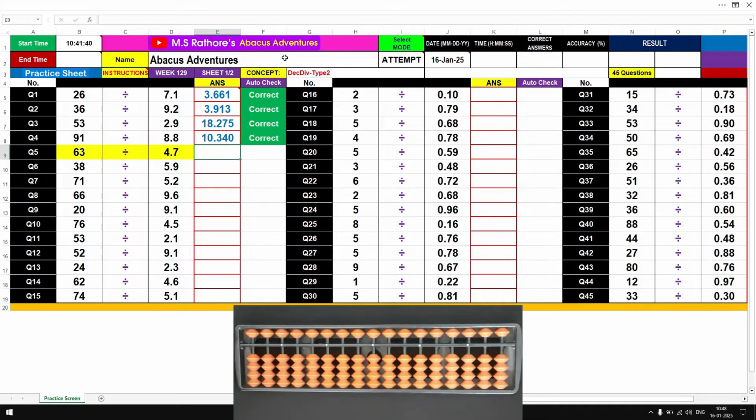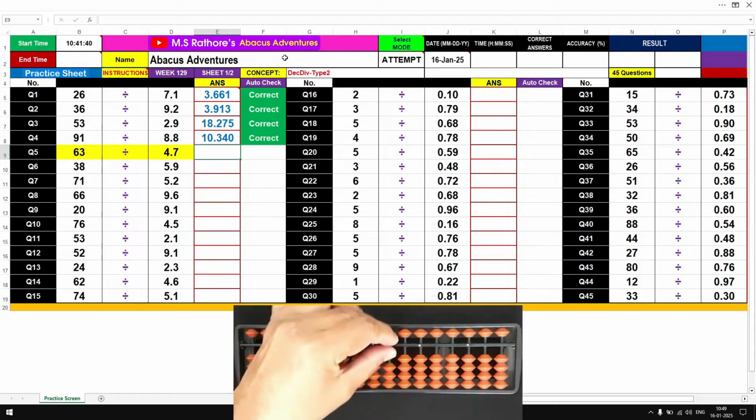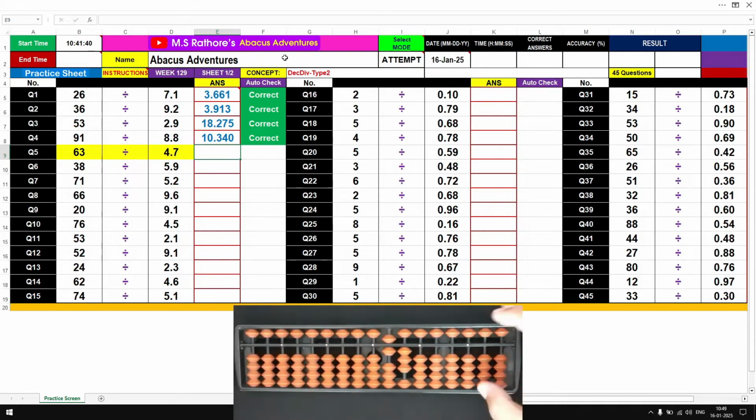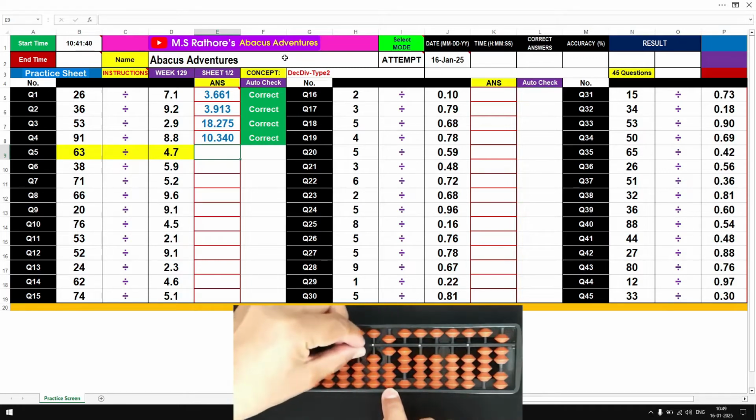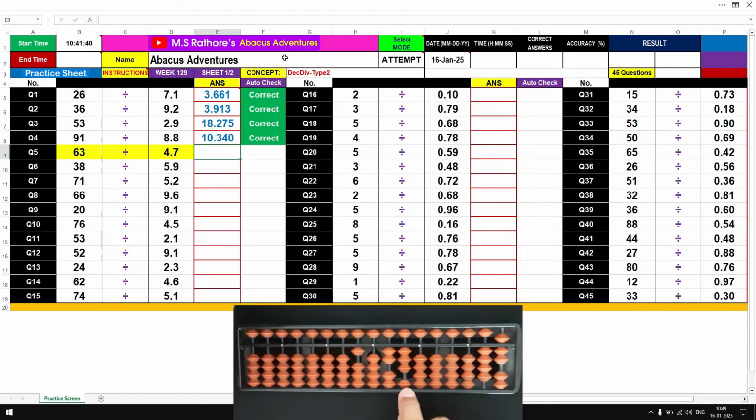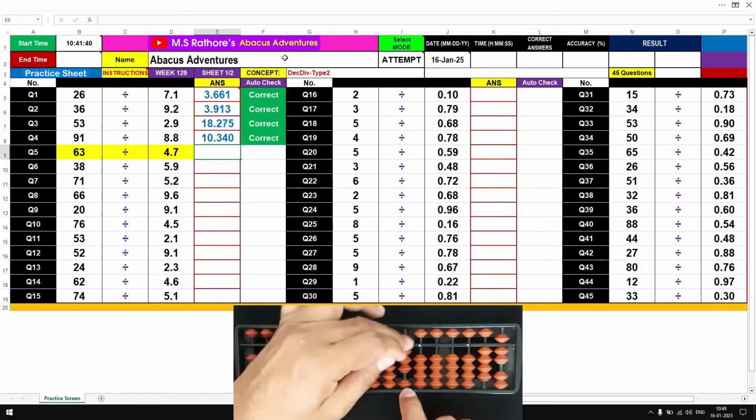Question number 5, 63 divided by 4.7. 63 placed from rod number 0 divided by 47. The divisor becomes a normal value now after placing the dividend correctly. So my finger is below 6. Let's divide 6 by 4. 4 ones are minus 4, shifted, 7 ones are minus 7.